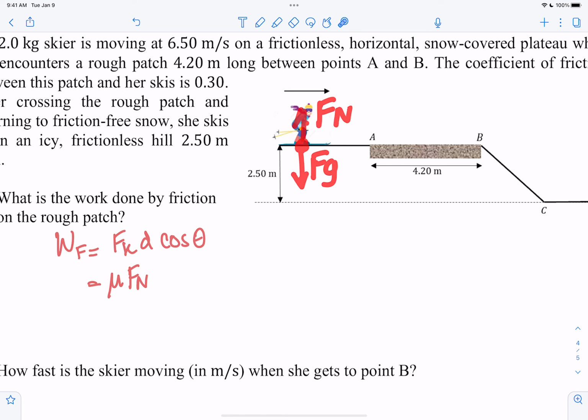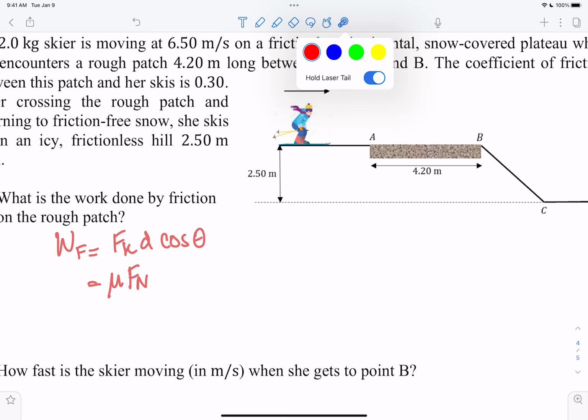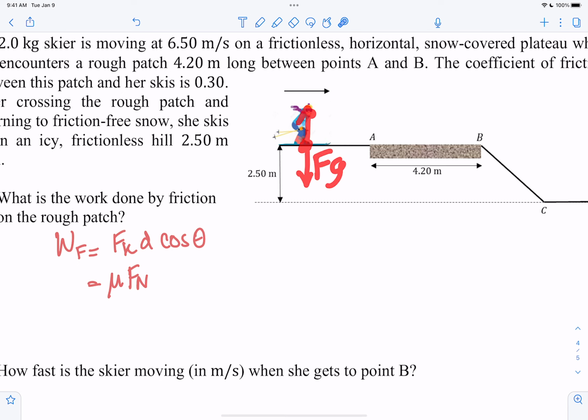Since there's no real net force along the y-axis, there's no movement along the y-axis, your Fg should be equal to Fn, at least for this horizontal point right here, right? So mu times Fn, and Fn would be equal to Fg in this case. Like I said, at least for this section, the normal force is equal to gravity, because there's no motion or no net force along that point.